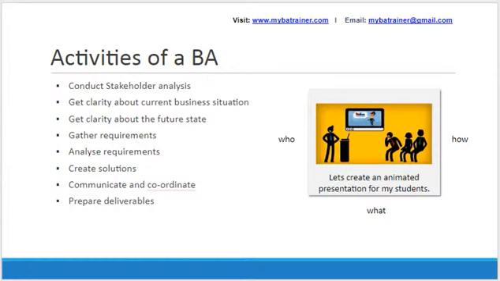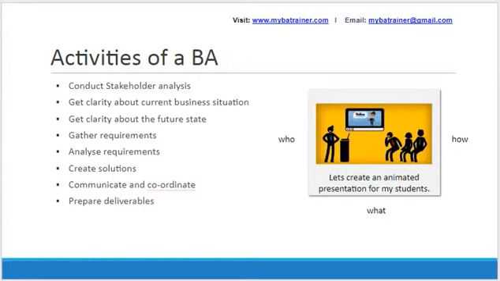Once the solution is prepared and approved by the stakeholders, you need to coordinate and communicate with the technical team so that they can start working on the actual deliverables. They will start developing the software or the application. Finally, you have to deliver that application or software. So these are the overall activities of a business analyst.